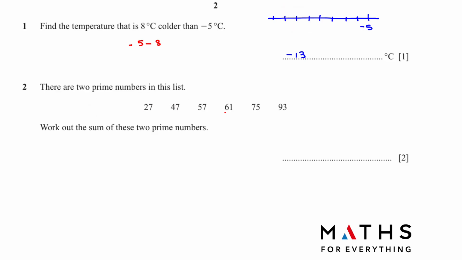There are two prime numbers in the list. Work out the sum of these two prime numbers. 47 and 61 are two prime numbers. When you add them, you're going to get 108.